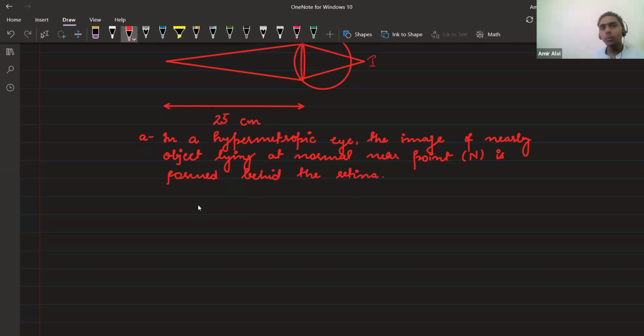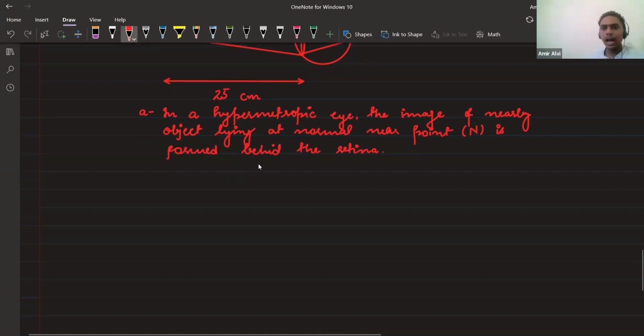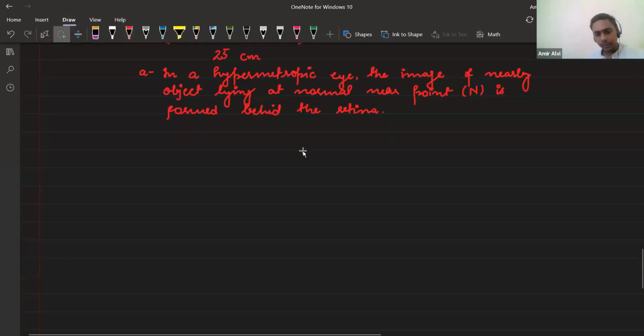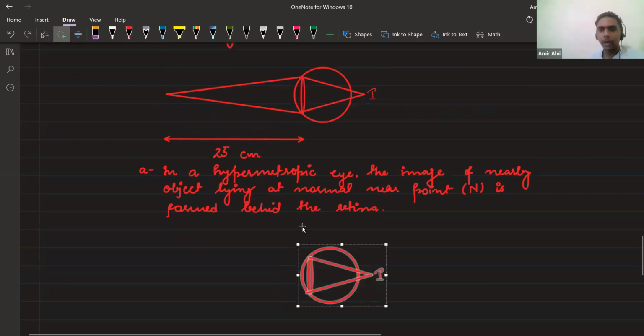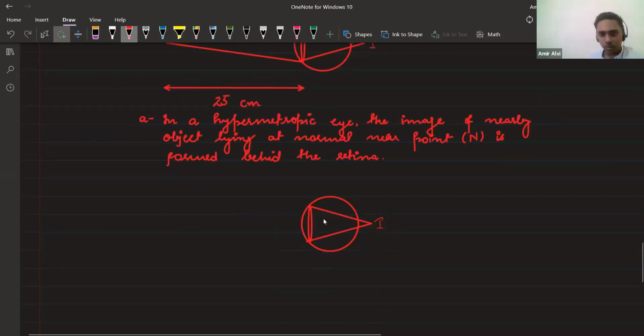Okay, so now the next point is that we have to draw and show how much the near point has shifted. We will draw that, and the last one would be how to correct the hypermetropic eye. Okay, so I'm going to erase this one.